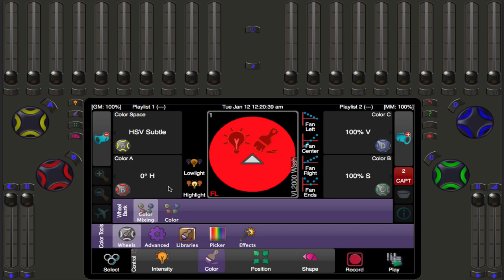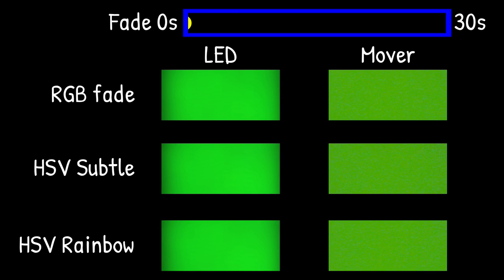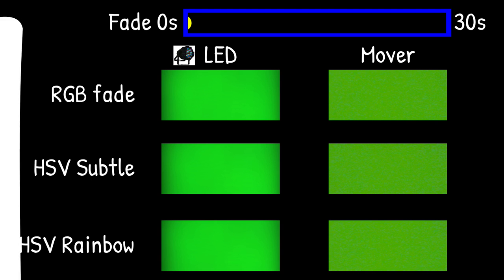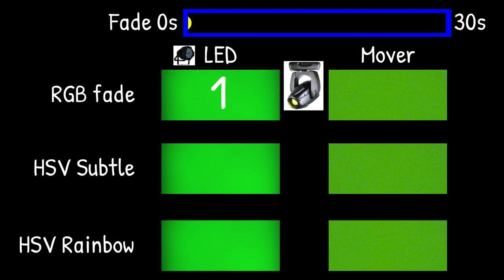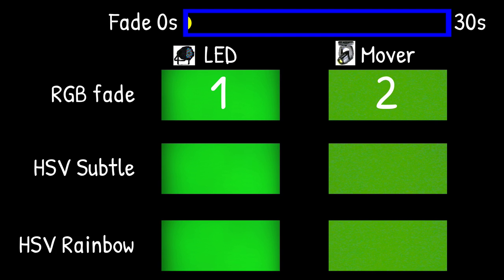Now here is a fun little experiment I shot to show you how this works in real life. Here are six different fades from green to blue, shot six times and then synchronized. I first shot an LED doing an RGB fade, then a Vari-Lite doing the same thing. Then I did it again using HSV Subtle, and finally two more takes using HSV Rainbow.